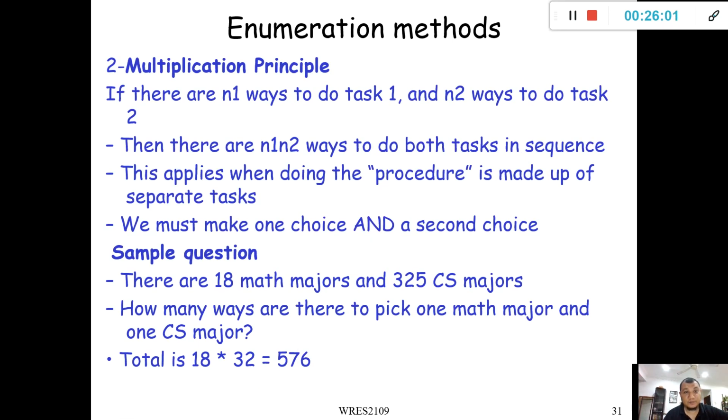So, the multiplication principle: there are n1 ways to do task 1 and n2 ways to do task 2. Then there are n1 times n2 ways to do both tasks in sequence. They cannot occur at the same time. This applies when the procedure is made up of separate tasks. We must make one choice and a second choice.